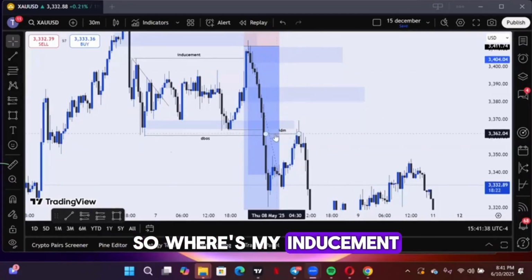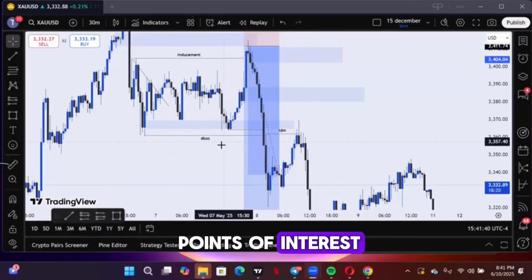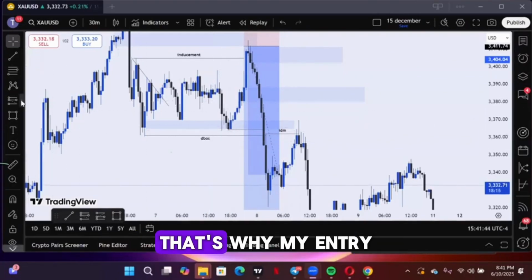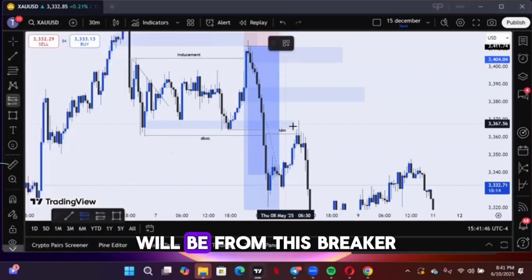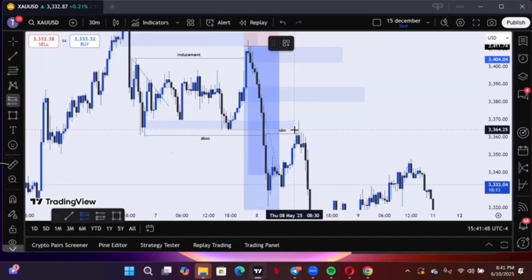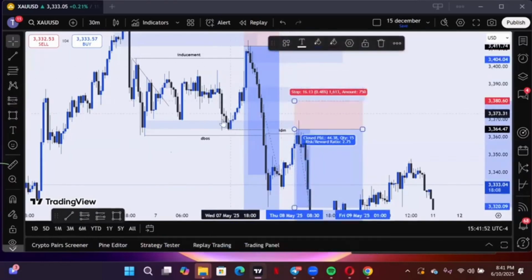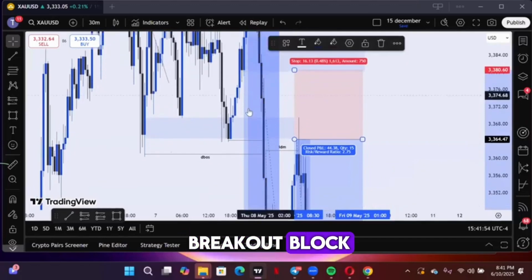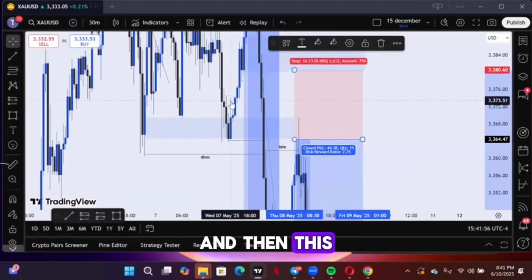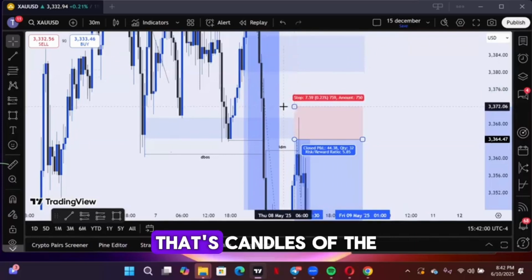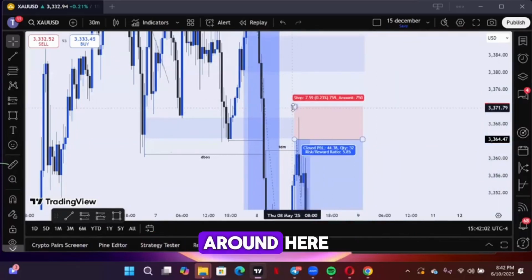So where's my inducement? Right here. So between all these 3 points of interest here, which one is closest to where my inducement is? This breaker block here. So that's why my entry for this trade will be from this breaker. And then my stop loss above these are the candles that make up the breaker block here. This and then this, including this. So I'll keep my stop loss slightly just above here. Those are the candles of the breaker block.